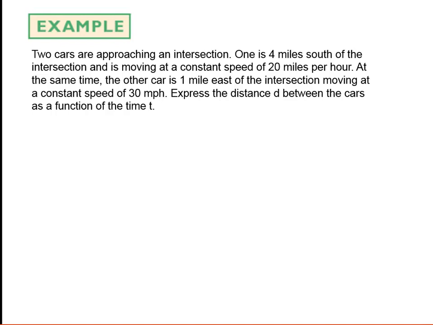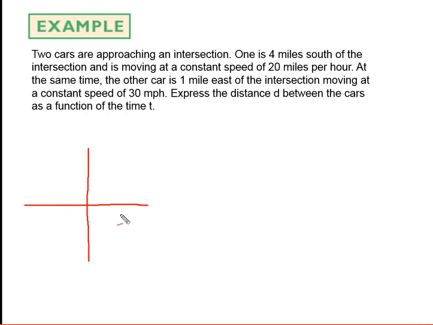So this problem says that 2 cars are approaching an intersection. One is 4 miles south of the intersection and is moving at a constant speed of 20 miles per hour. The other is 1 mile east of the intersection and moving at a constant speed of 30 miles per hour. So it says express the distance between the cars as a function of time. All right, so I'm going to visualize this in an XY plane.